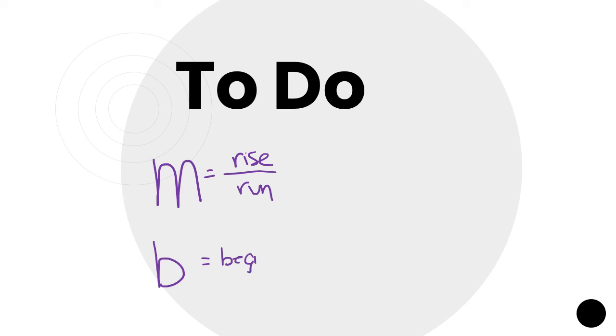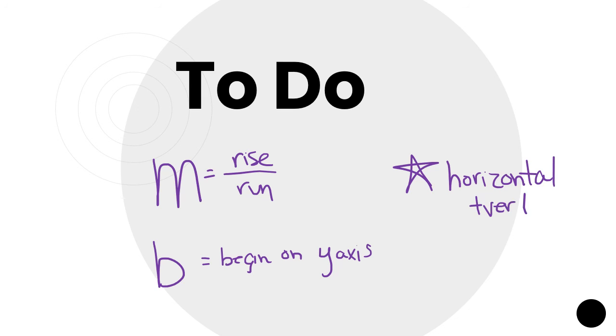So again, in this lesson, the key points: count the rise over run, and where do I begin on the y-axis? And watch out for those unique horizontal and vertical lines. Those are special, so they have unique equations.